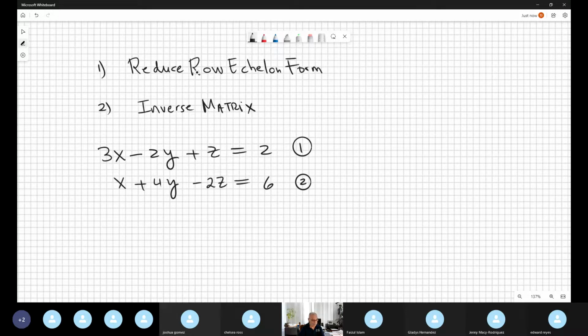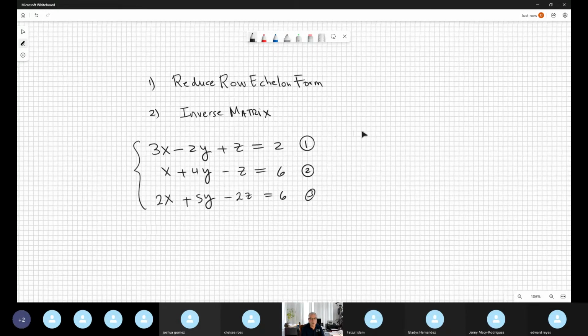completely different problem. 2x plus 5y minus 2c. Oh, I made a mistake. Look, this is minus c, not 2. I copy the third equation, equals 6. It's 6 again, coincidence. This is the system.